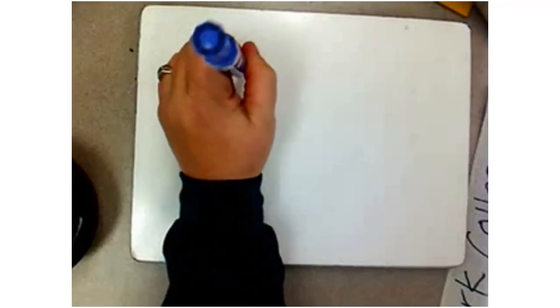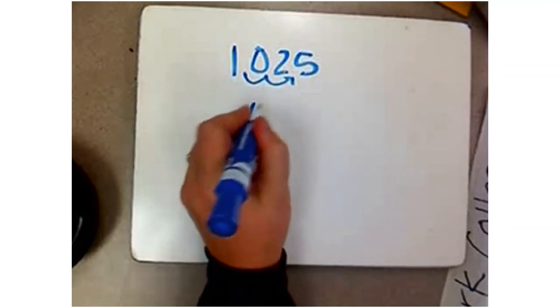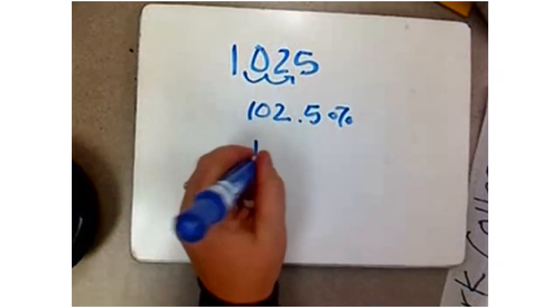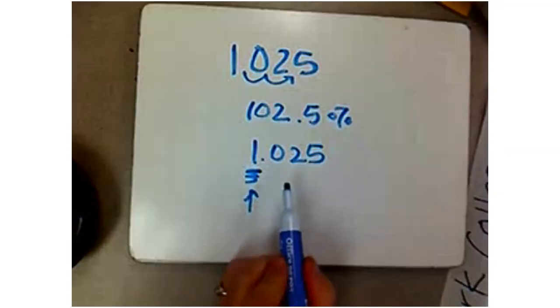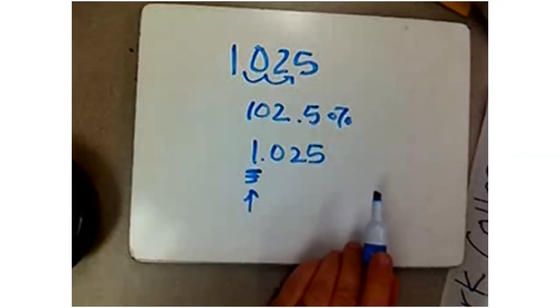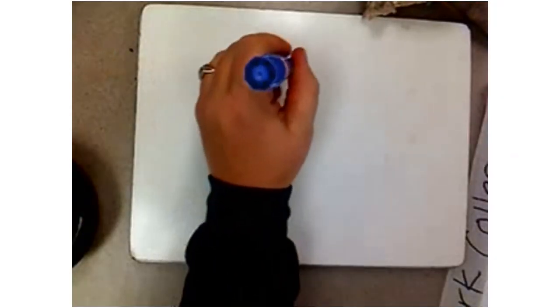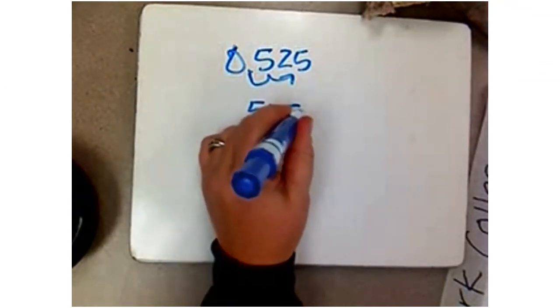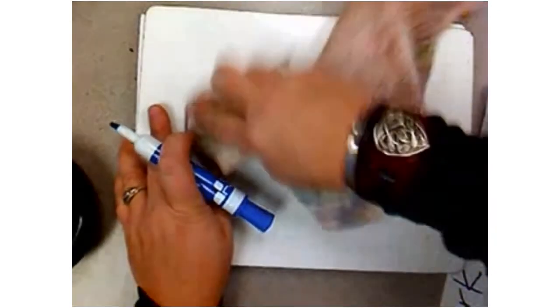Example 7 asks you to change 1.025 to a percent. Move the decimal 2 places to the right, and it's 102.5%. And that should be right. At 1.025, you're getting all of something, 100% of it with that 1, and then another 2.5% of it. Let's try it again. How about 0.525 to change to a percent? You'd move it 2 places to the right. That's 52.5%. Okay, pretty basic.